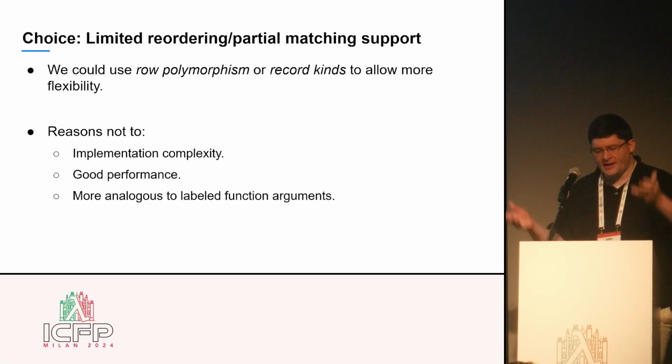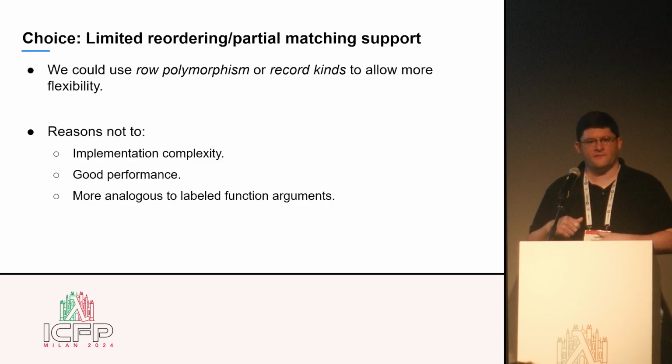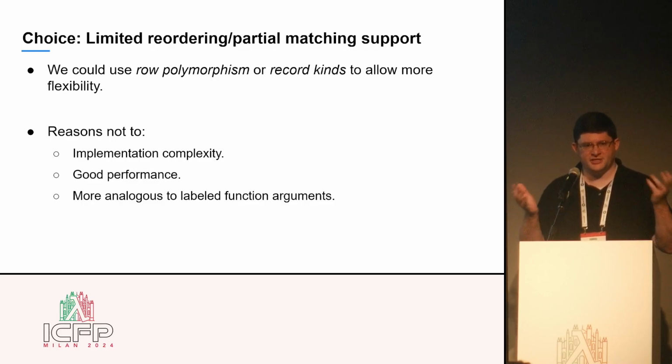So a choice that we made, and which I talked about earlier, is limited support for reordering and partial matches. In particular, the compiler has to know the type of the thing that you're matching on in order to give you the nice behavior where the fields are reordered. And we could do something else. We could use row polymorphism to give these really general types and just do inference that way. We didn't do that, and we think that's the right choice, and there's a few reasons why.